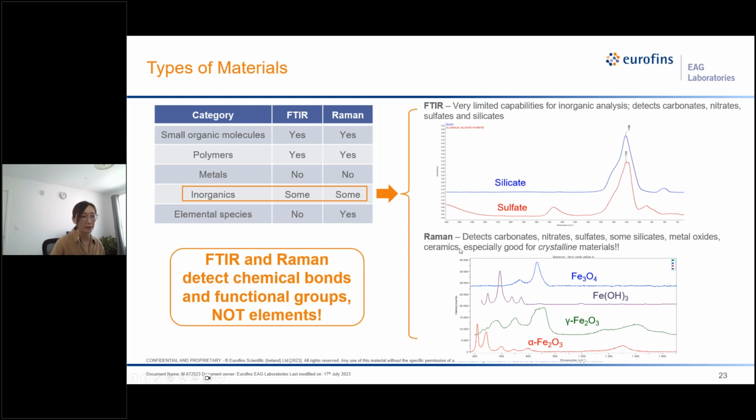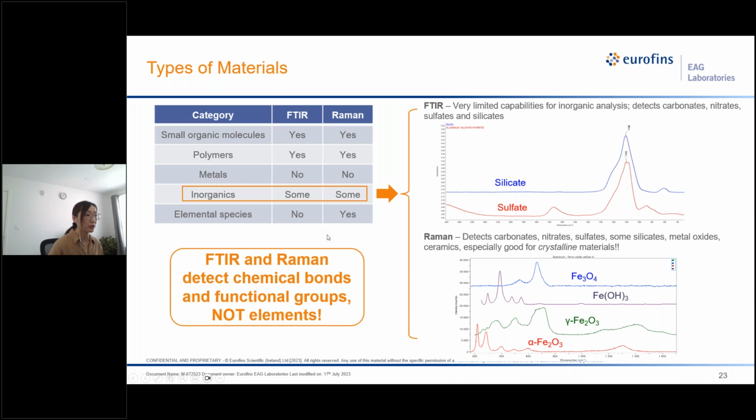Raman, on the other hand, has much better capability for inorganic analysis, and it works extremely well for crystalline materials. Here I have an example showing the Raman spectrum from different types of iron oxide compounds. Each type of compound produces distinct features in their Raman spectrum, making them easily distinguishable by Raman. And even for the iron oxide with the same composition, if they come in different crystalline forms, they can still be readily differentiated using this technique.